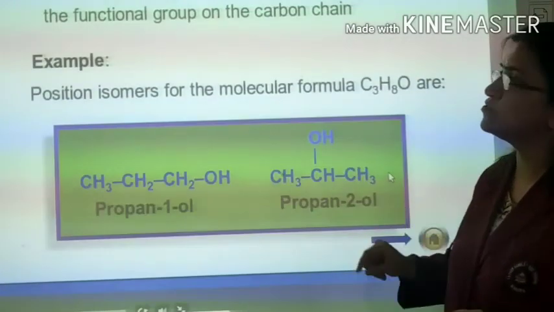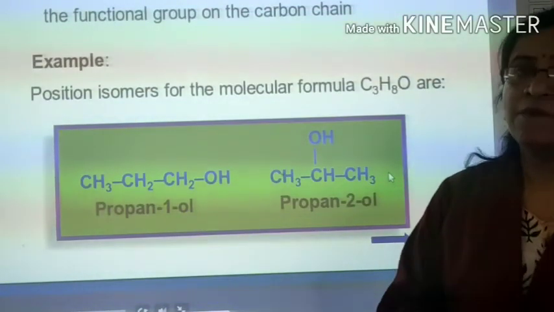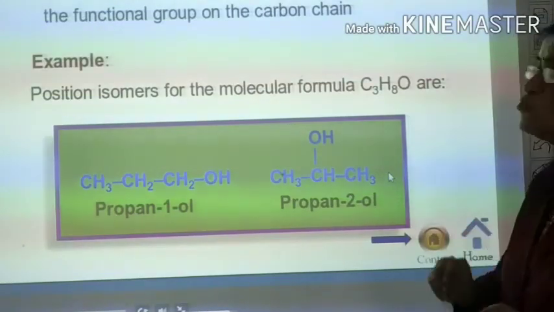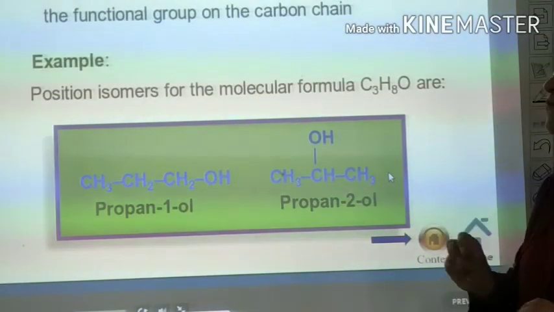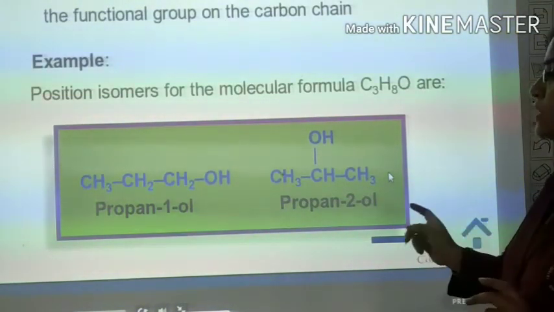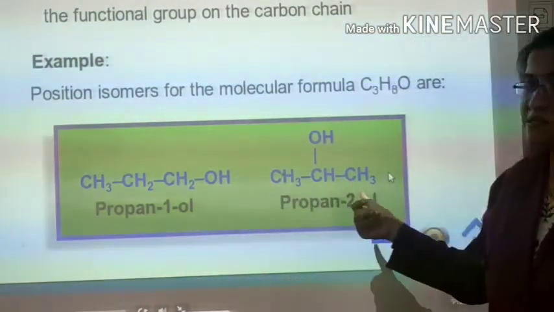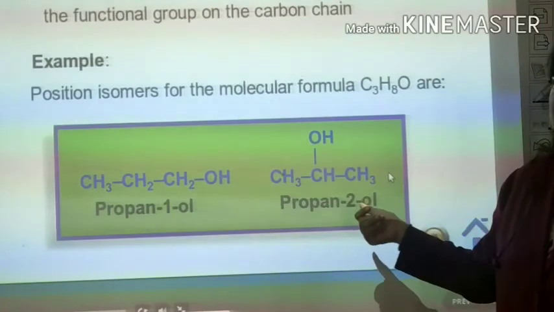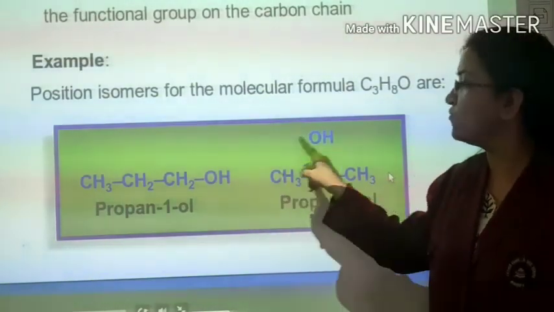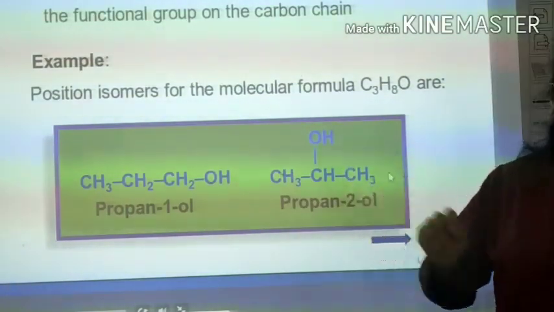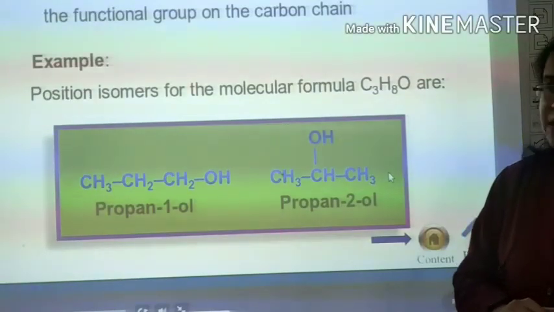Next, position isomerism. This type of isomerism arises due to a difference in the position of the functional group. So look at this, here OH is at the first position, but in the next example OH is at the second position. So the position of OH changed. So this is the example of position isomerism.